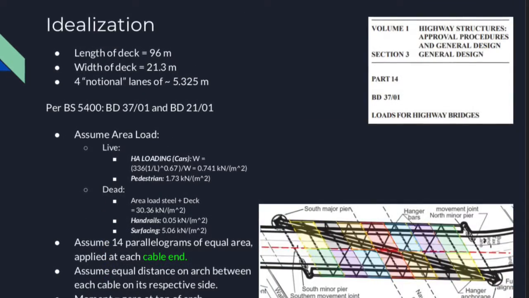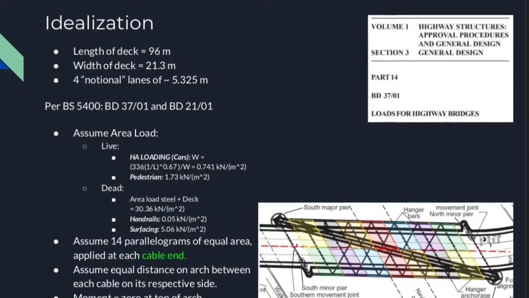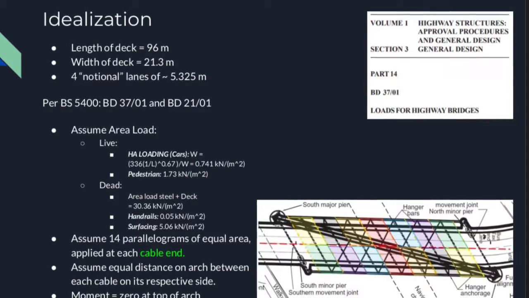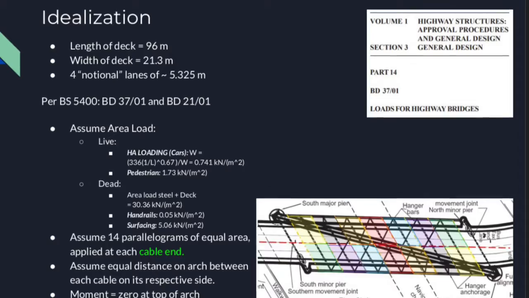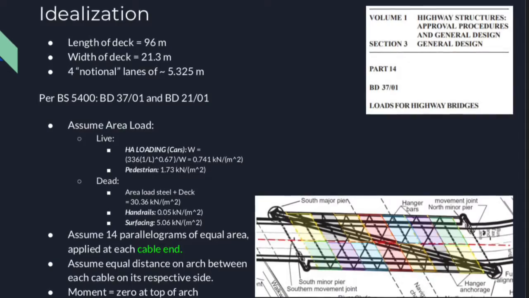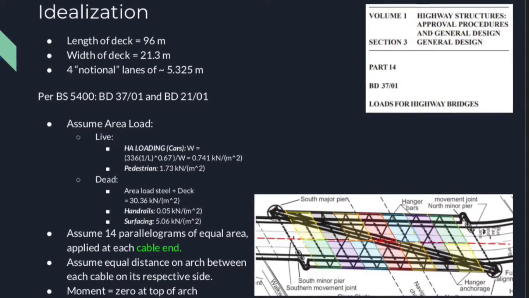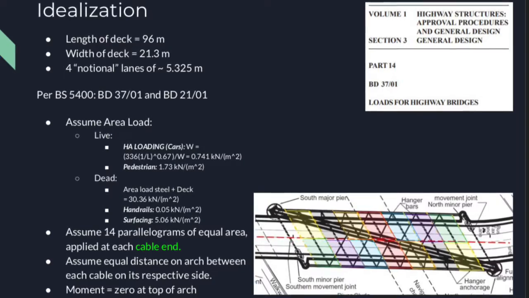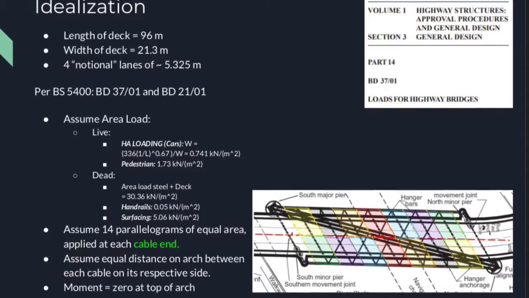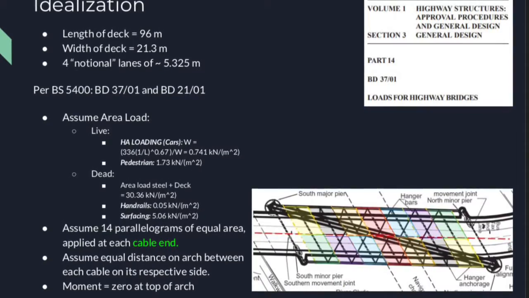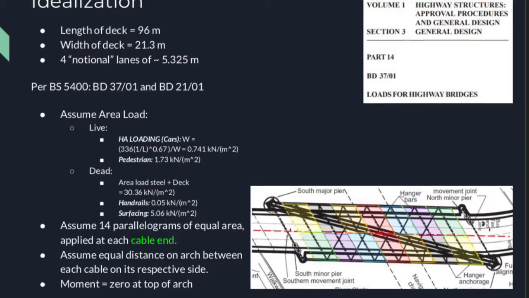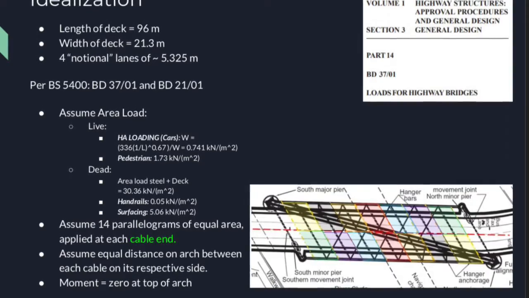Now, in order for us to complete our calculations, we had to make a couple assumptions in order to idealize this situation. Doing that, we focused on the main deck of the bridge, which has a length of 96 meters and a width of 21.3 meters, which we divided into 4 notional lanes of 5.325 meters. And so, per the BS 5400 standards, 3701 and 2101, we were able to calculate our live loading and dead loading. Additionally, we assumed an area load, making our calculation a bit easier. And as you can see, we divided the deck area into 14 parallelograms of equal area applied at each cable end.